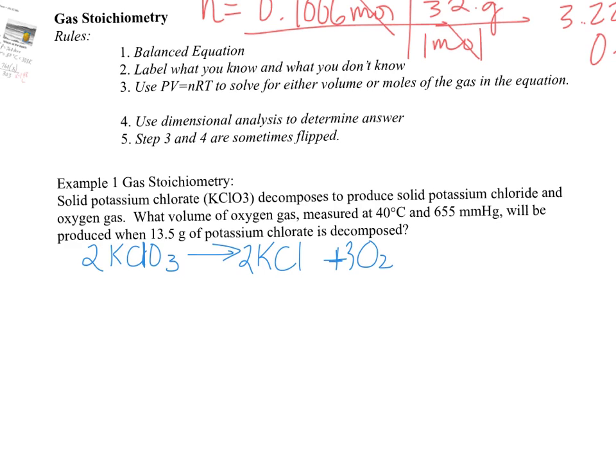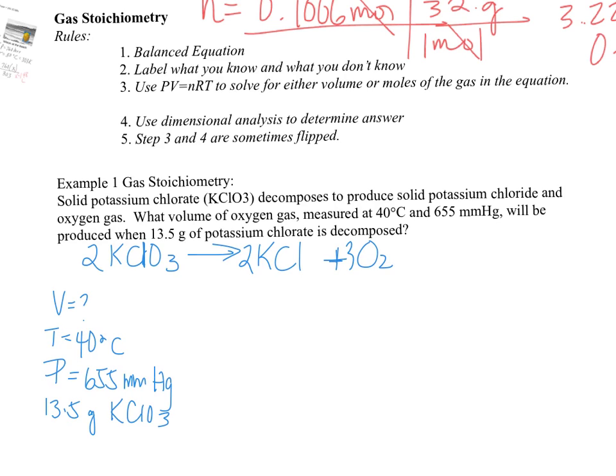What volume of gas? So right away, I don't know my volume. Measured at 40 degrees Celsius and 655 millimeters of mercury. So my T equals 40 Celsius. My pressure equals 655 millimeters of mercury, will be produced when 13.5 grams of potassium chloride are decomposed.